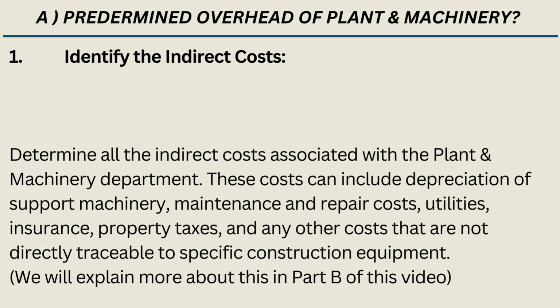1. Identify the indirect costs. Determine all the indirect costs associated with the plant and machinery department. These costs can include depreciation of support machinery, maintenance and repair costs, utilities, insurance, property taxes, and any other costs that are not directly traceable to specific construction equipment. We will explain more about this in Part B of this video.